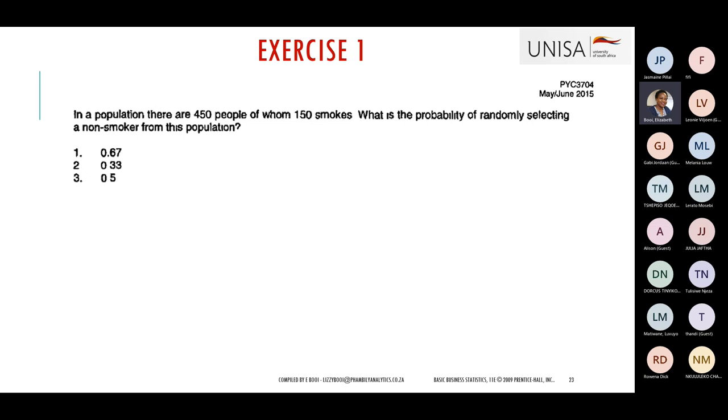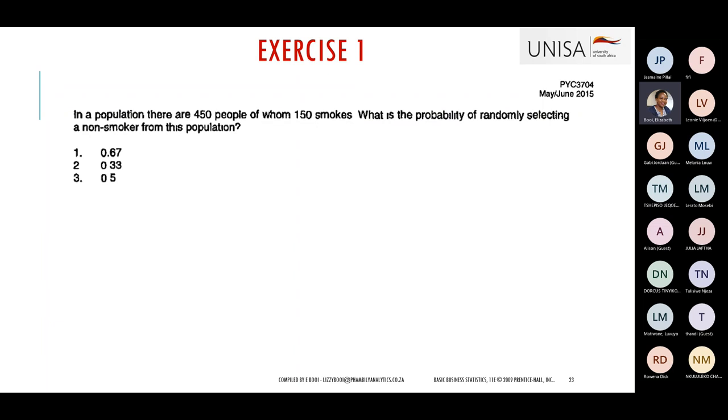Sorry, I found it. Okay, so in the population, there are 450 people, of whom 150 smoke. What is the probability of randomly selecting a non-smoker? So now, based on the information given, remember we always apply the problem-solving framework, Newman's problem-solving prompt. So what is the question asking us to do? They want us to calculate the probability of selecting a non-smoker.